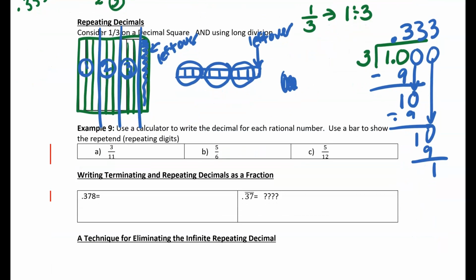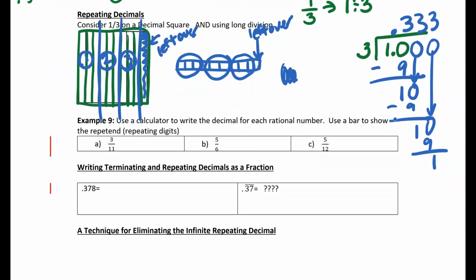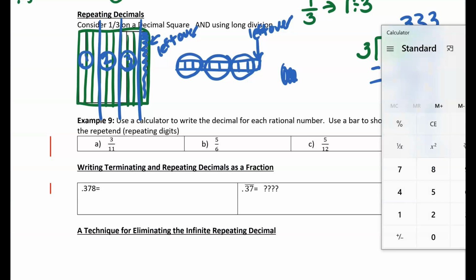So we're going to use a calculator now to write the decimal for each rational number, and then we're going to use a bar to show the repetend, so the part that repeats. So let me just pull up my calculator.